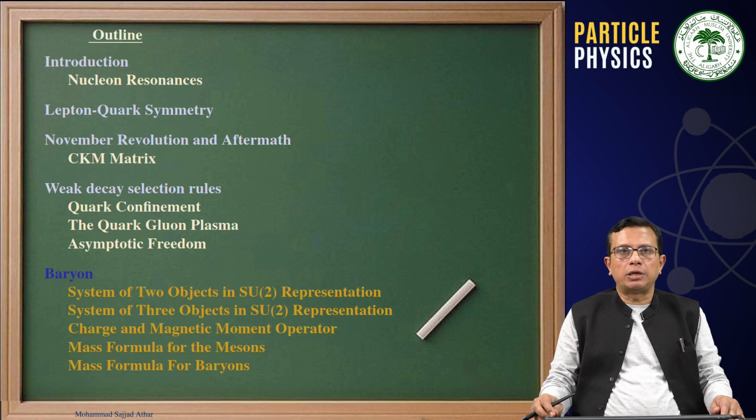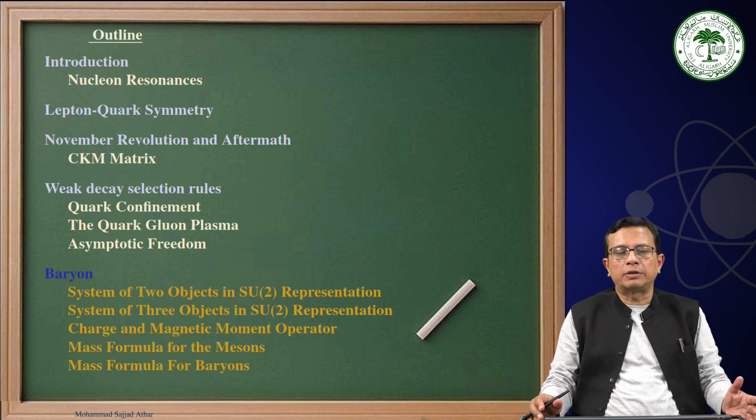And today we are going to talk about how to write the wave function for the baryons and mesons, to get the charge of the baryons and mesons or to get the magnetic moment of the particles, and then we shall talk about how to calculate the mass of the baryons and mesons using quarks.